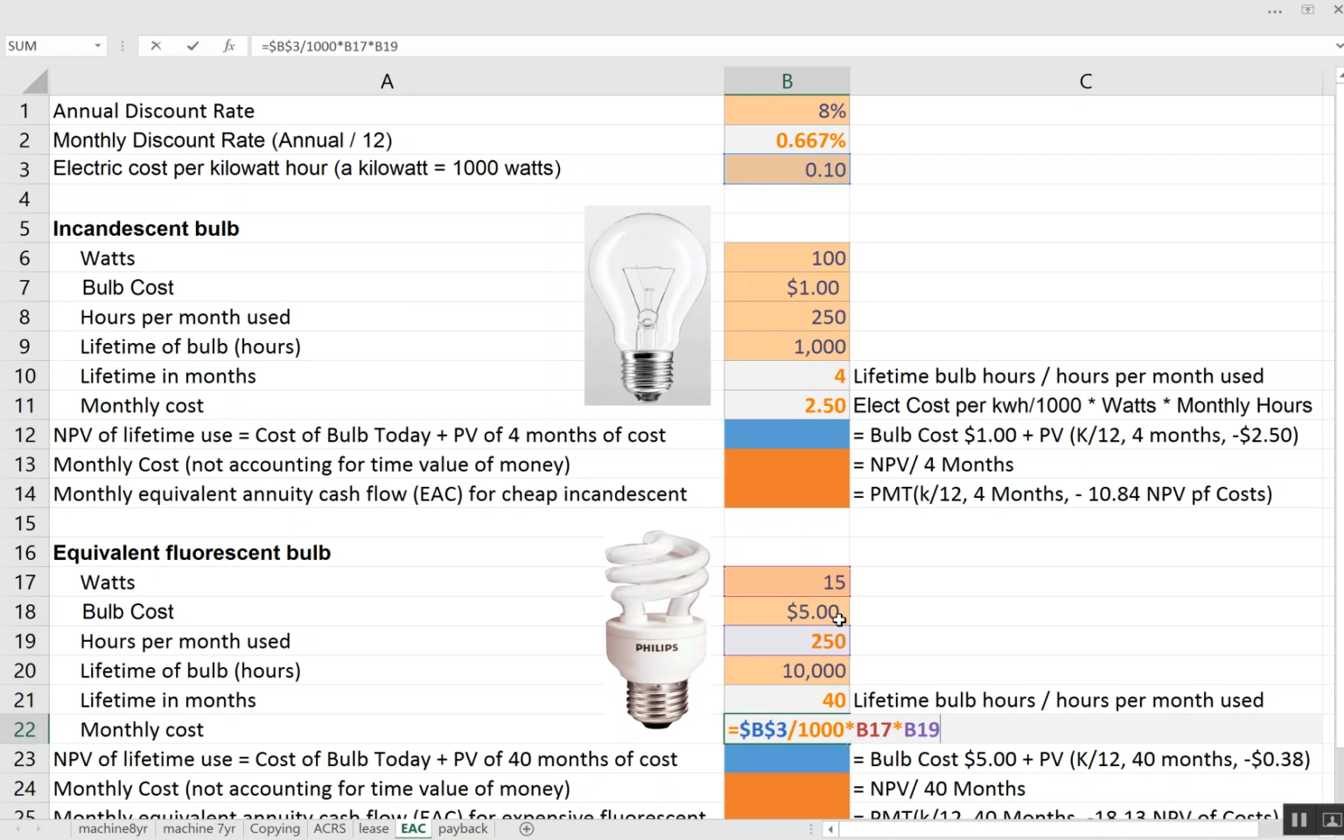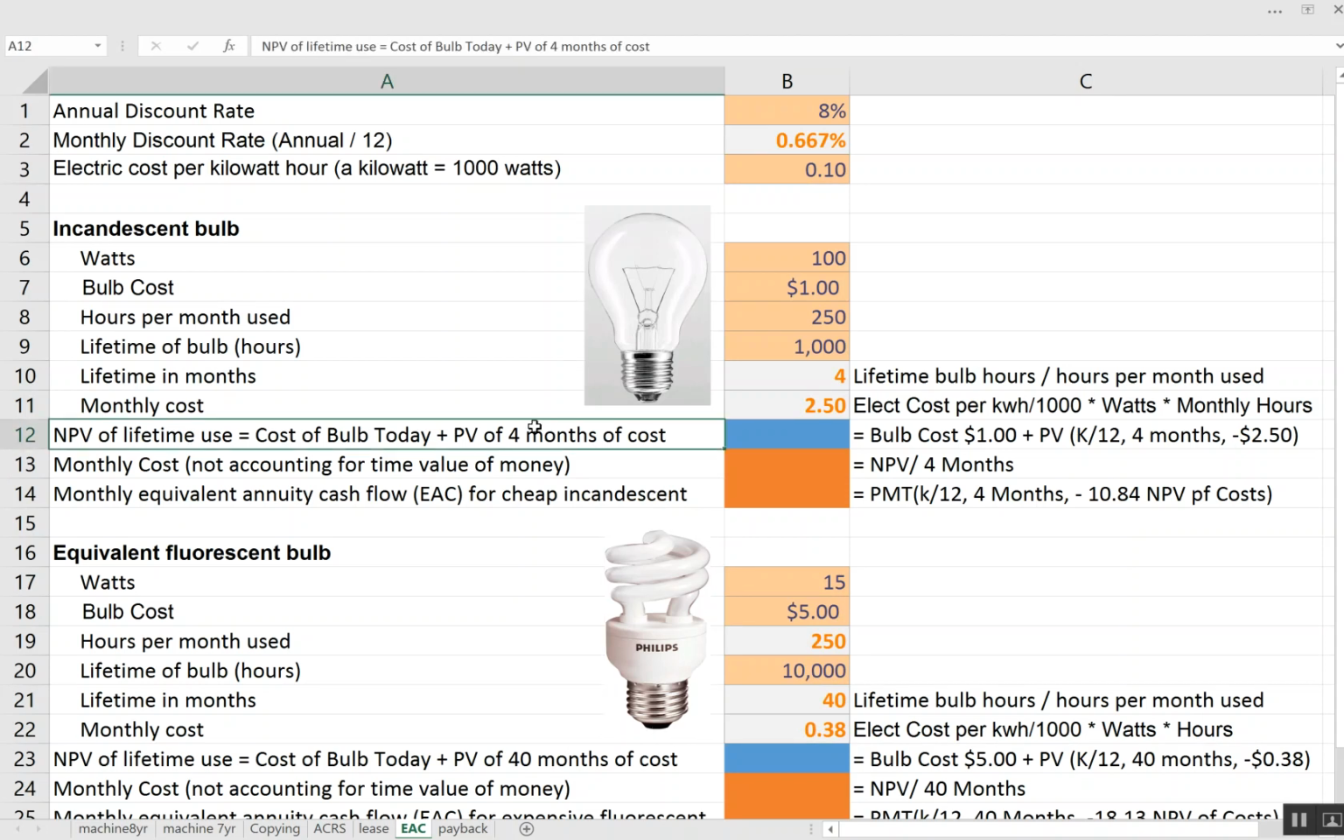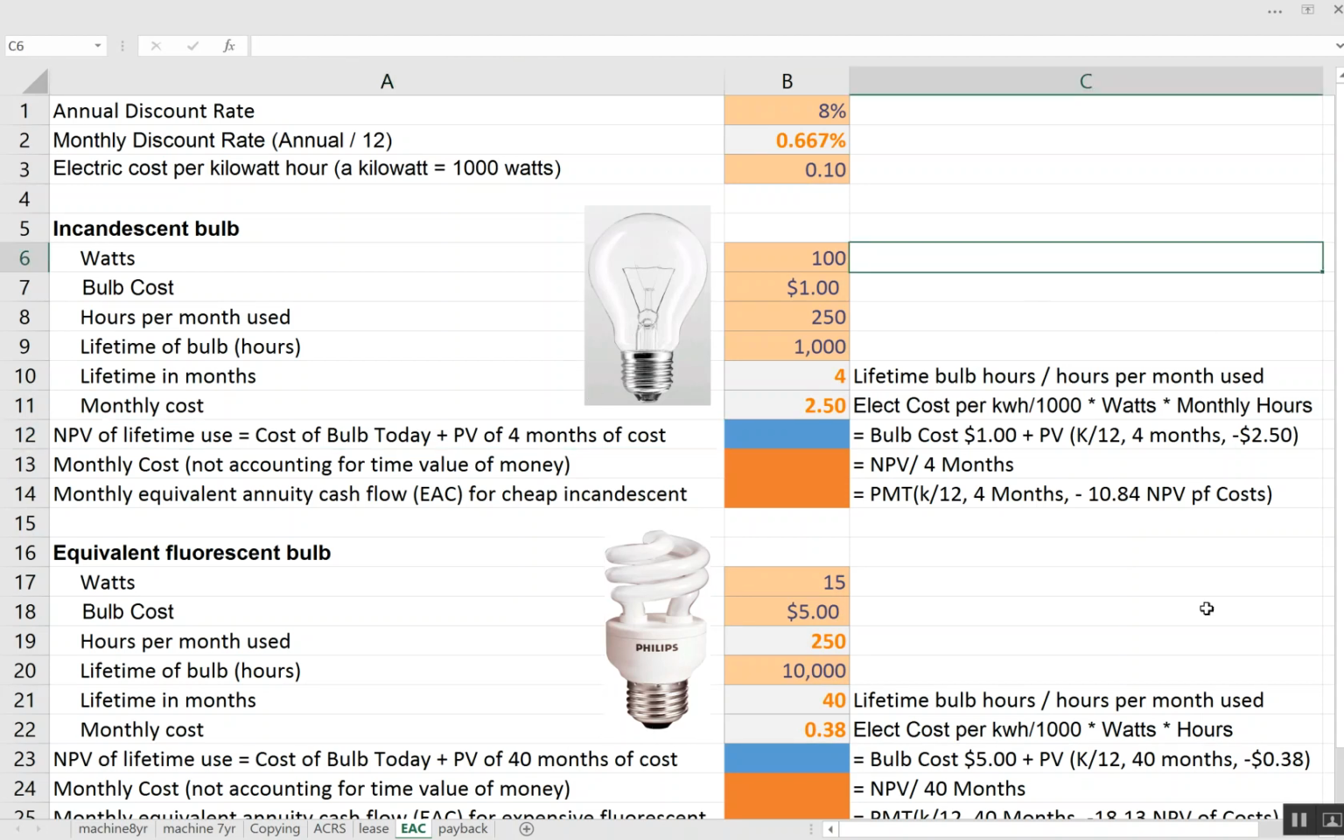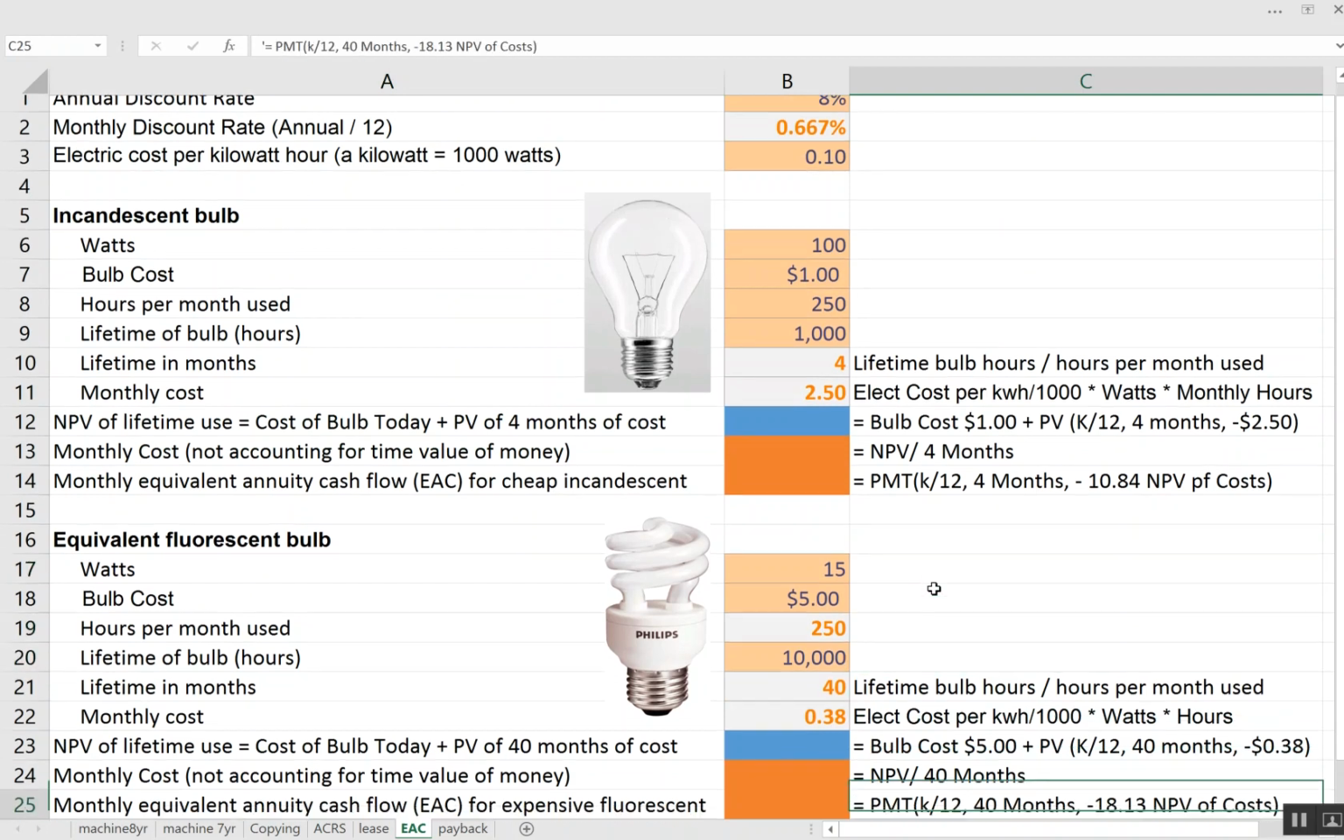And if it's only 15 watts, and I use it for 250 hours per month, it only costs me 38 cents a month to operate one of these fluorescent light bulbs. And by the way, this is about the realistic cost, roughly, for a kilowatt hour: about a dime. It varies by state and by region, but that's an average.